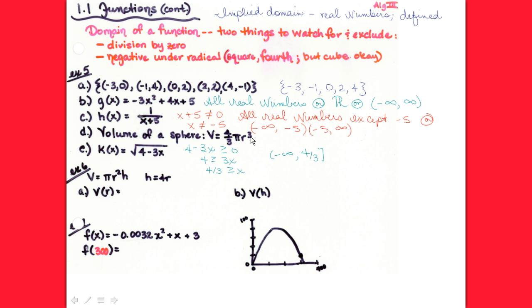When I'm looking at that, first I have to figure out what I'm trying to find the domain of. I know domain goes with the independent variable, which goes with x, but I don't have an x here. I have a V and an r. Remember that we would normally write our equation something like y is equal to 4/3 pi x to the third, so that gives us a clue.